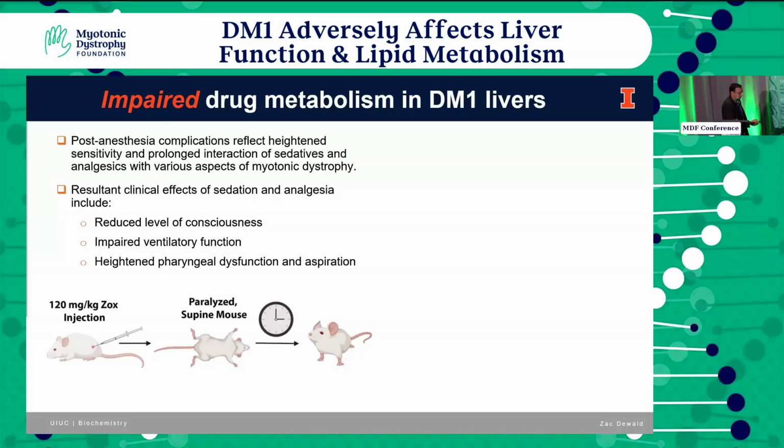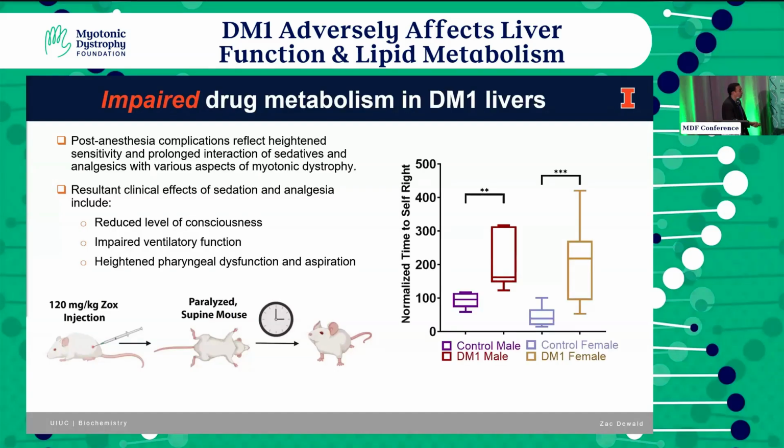So, to test if DM1 alters the liver's ability to metabolize drugs, we treated DM1 mice with zoxazolamine. Zoxazolamine is a muscle relaxant which, when administered to the mouse, paralyzes it. The animal is then placed upon its back, and we measure the time required for the mouse to settle. This gives us a measure of how long it takes for the mouse to clear zoxazolamine from its system. And we saw that DM1 mice took on average 50% longer than the control mice to clear zoxazolamine from their system and self-right.